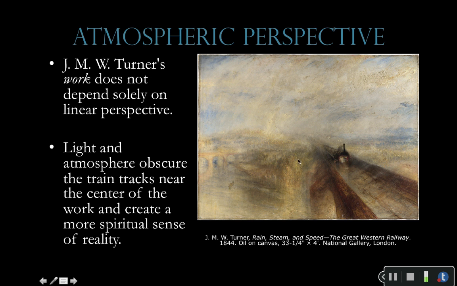So we have light and atmosphere begin to obscure the train tracks near the center of the work and create a sense of airiness, right? And the artist would actually write about this work as having a sense of spirituality, okay? Even though we might not see that in the work necessarily, that's how the work would be read by the artist. But here we do have the use of atmospheric perspective because we have the blurring of the lines almost to complete abstraction as we move back to the back of the page.